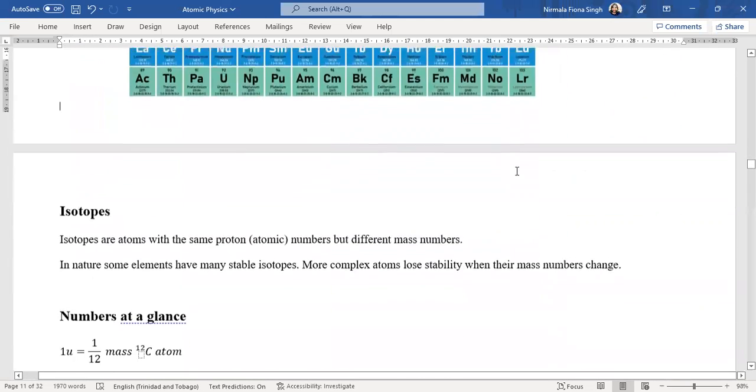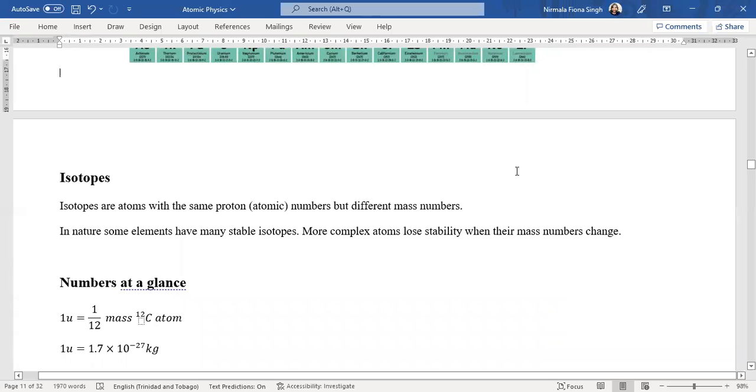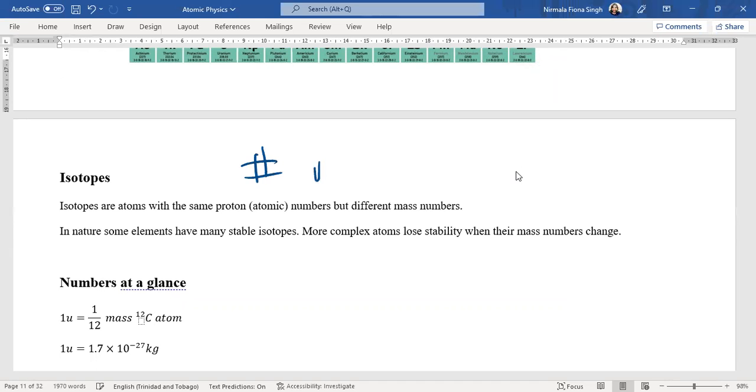All right. Moving on. Not atomic numbers, isotopes. Isotopes are atoms with the same proton or atomic numbers but different mass numbers, meaning their number of neutrons varies. That is all you need to know about an isotope. They have different numbers of neutrons.